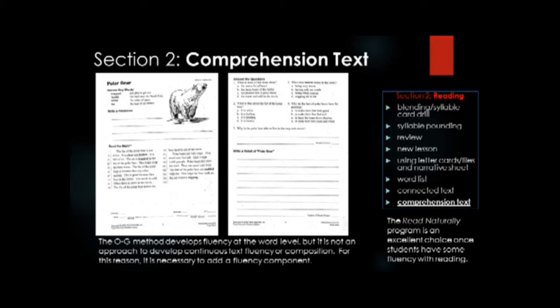So once the student has developed phonemic awareness, that's the bottom of the reading pyramid, and once they have solid decoding skills, they're ready to move on to a fluency program like one of these two. With my son, I mostly stuck to the Read Naturally program, and it worked like a charm. It's an excellent choice. It gets great reviews, so I would recommend it.